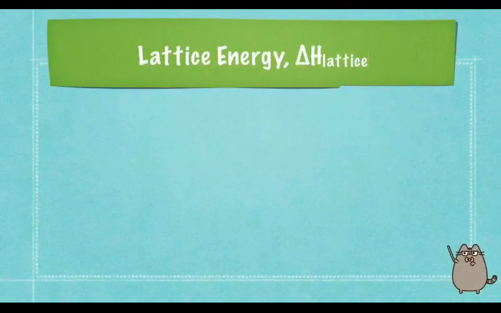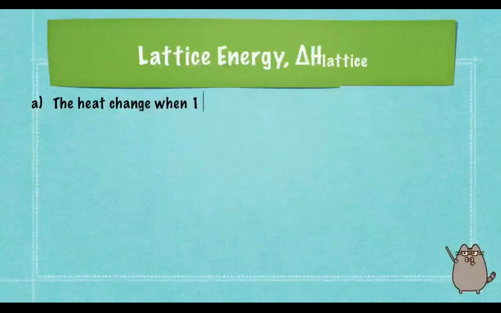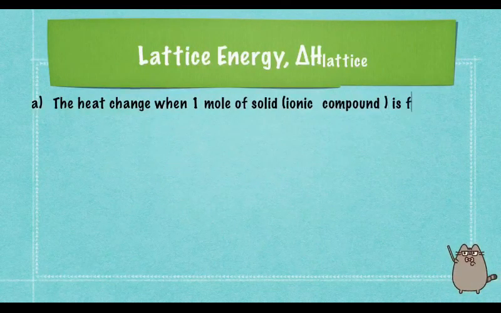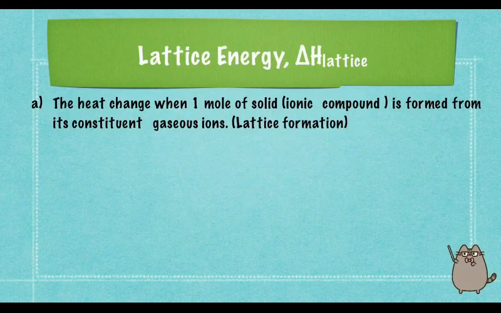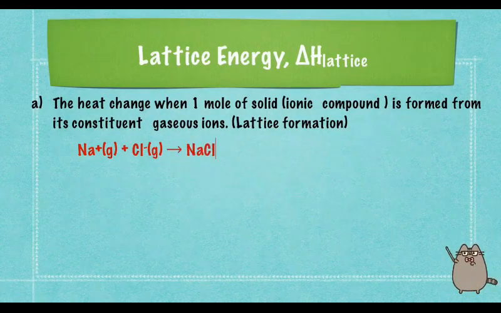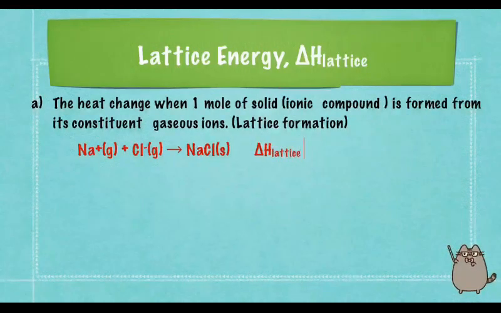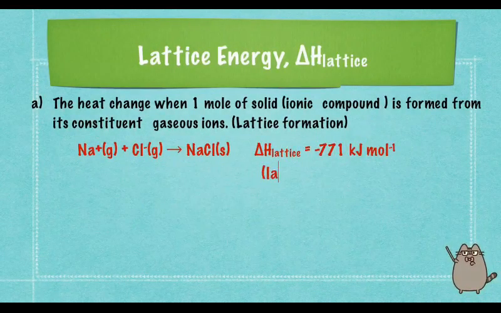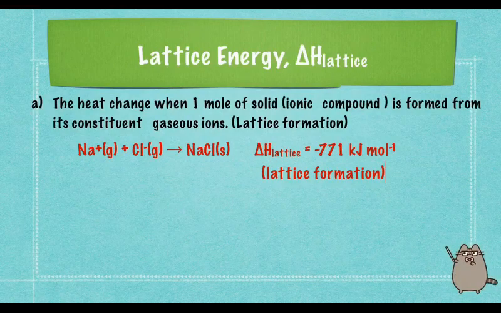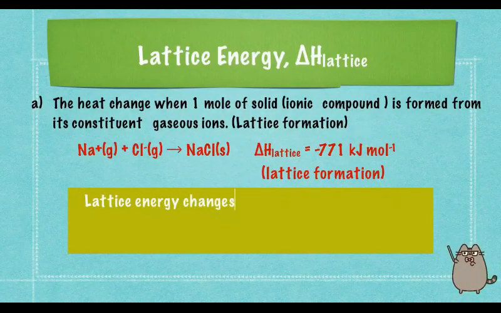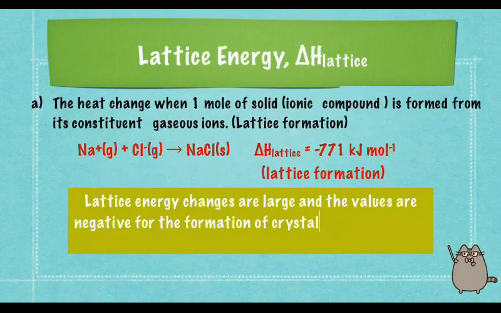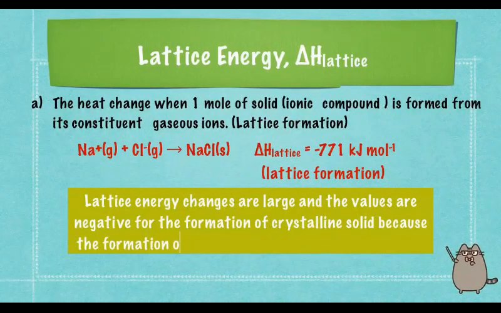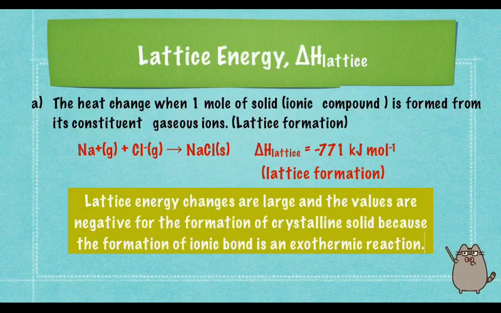Lattice energy. Lattice energy is the heat change when 1 mole of solid ionic compound is formed from its constituent gaseous ions. For example, heat released when 1 mole of sodium chloride compound formed from its gaseous ions is negative 771 kJ per mole. Lattice energy changes are large and the values are negative for the formation of crystalline solid because the formation of ionic bond is an exothermic reaction.